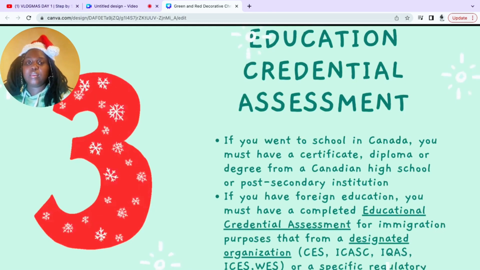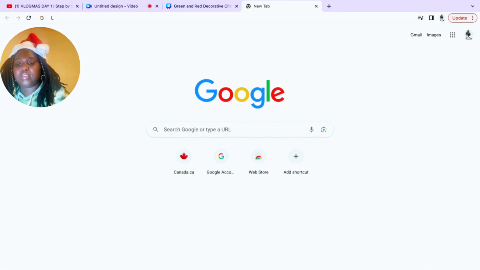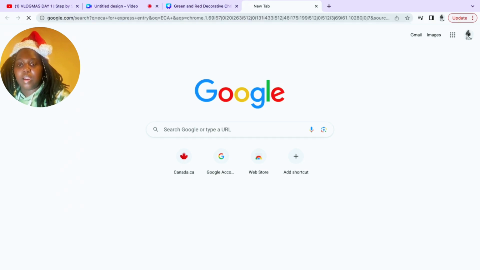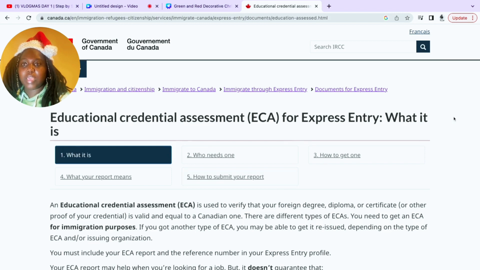So basically, what we're going to do is go to the site we know and love, and search ECA for Express Entry. So back to the same site. This is the only site that we use, canada.ca. Everything we need is in there. We don't need to go anywhere else.